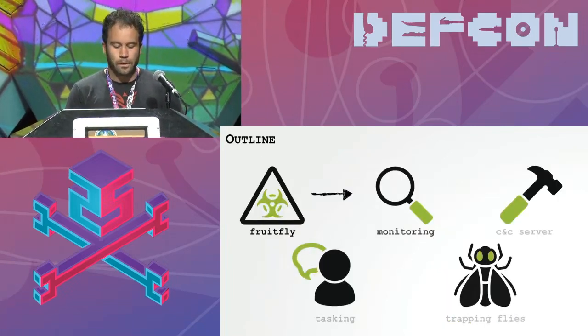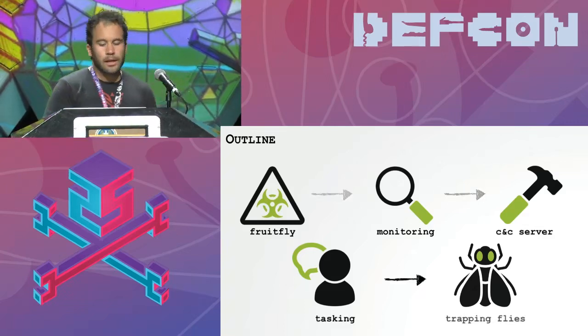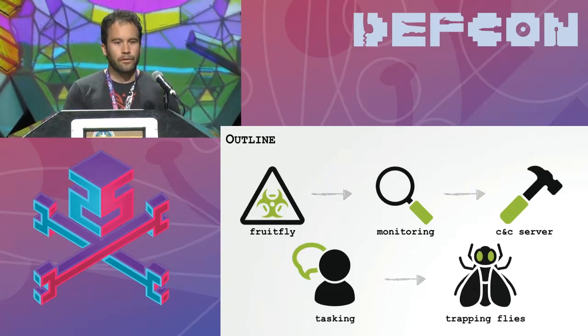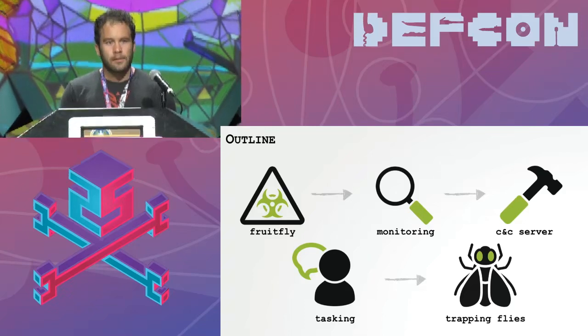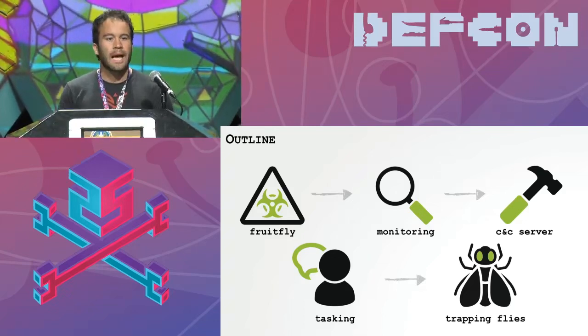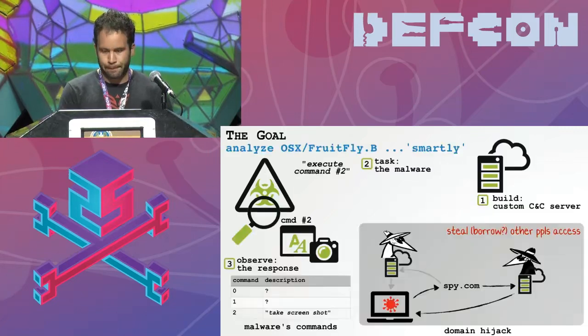So today we're going to start by looking at an interesting piece of malware called FruitFly, and we're then going to talk about some monitoring tools and capabilities I wrote for macOS. Then how I built a custom command and control server. Following this, how I then use that server to task the malware in order for it to reveal its capabilities to me. And then finally, what happened when I put this command and control server on the internet.